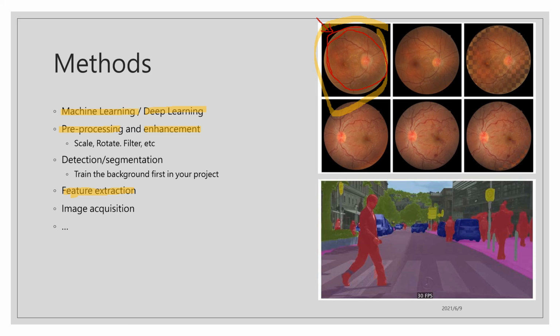and perhaps you can scale, rotate, or filter out some important pixels for the machine learning model. This kind of thing we have to do. And there are lots of different kinds of things. You can also try detection or segmentation.